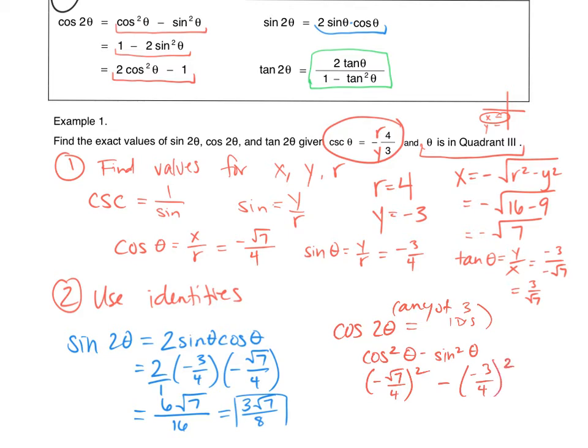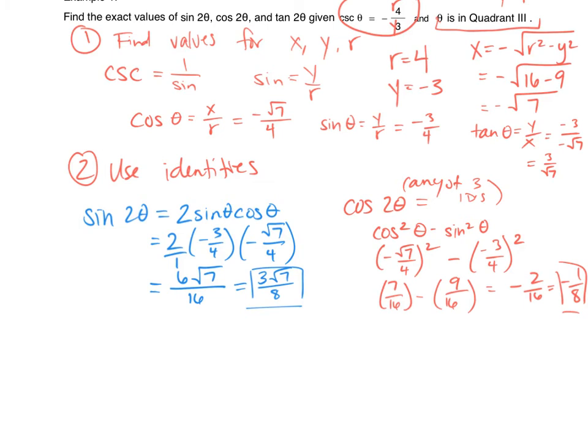So for root 7 over 4 squared, the negative goes away, and it becomes root 7 times root 7, which is 7. 4 squared is 16, and it's positive because it's a negative times a negative. And then again, that's going to happen in the second parentheses, but 3 times 3 is 9, 4 squared is 16, and I do have a common denominator, so I can combine those. So that is 7 minus 9, which is negative 2 over 16, which simplifies to negative 1 over 8.